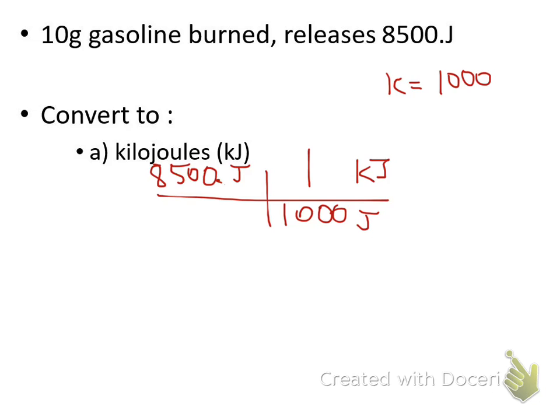Fewer big things are equivalent to more small things. Okay? Just like $1 is equivalent to 4 quarters. Tells me that dollar is a bigger unit than quarters. Okay, let's cancel out our units. Joules cancels, and all we're going to do is divide, and we get 8.500 kilojoules.